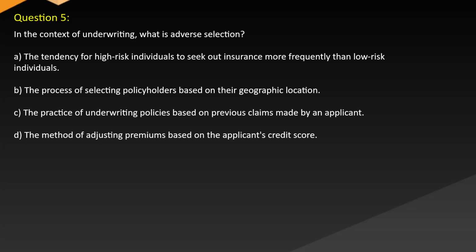Question 5. In the context of underwriting, what is adverse selection? A. The tendency for high-risk individuals to seek out insurance more frequently than low-risk individuals. B. The process of selecting policyholders based on their geographic location. C. The practice of underwriting policies based on previous claims made by an applicant. D. The method of adjusting premiums based on the applicant's credit score.